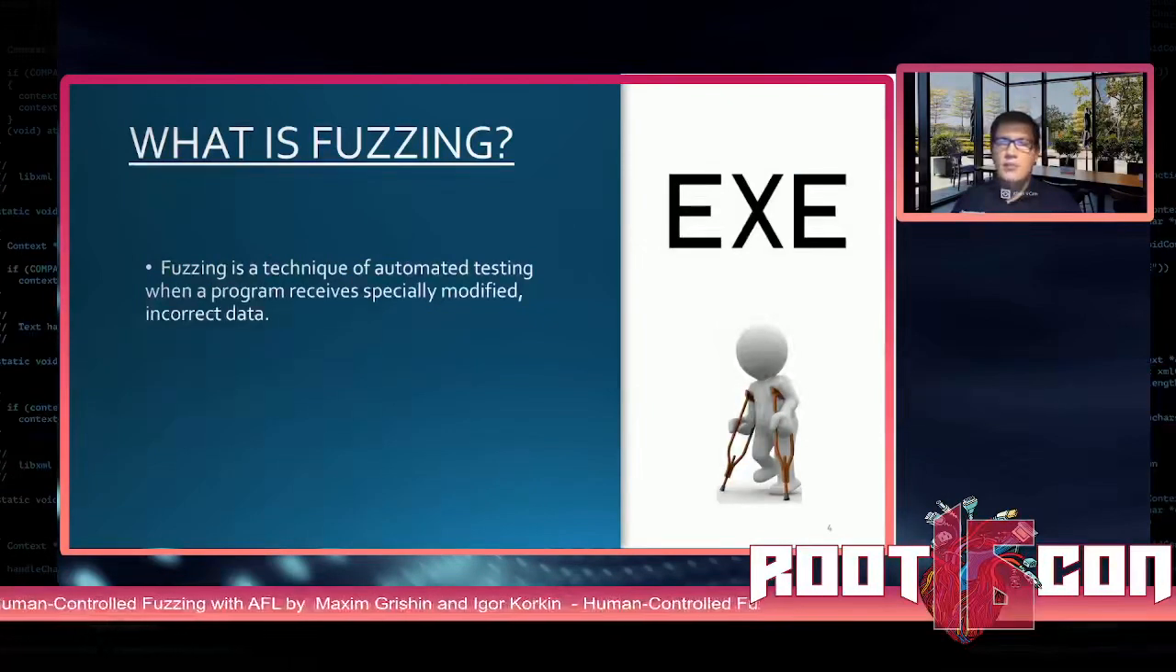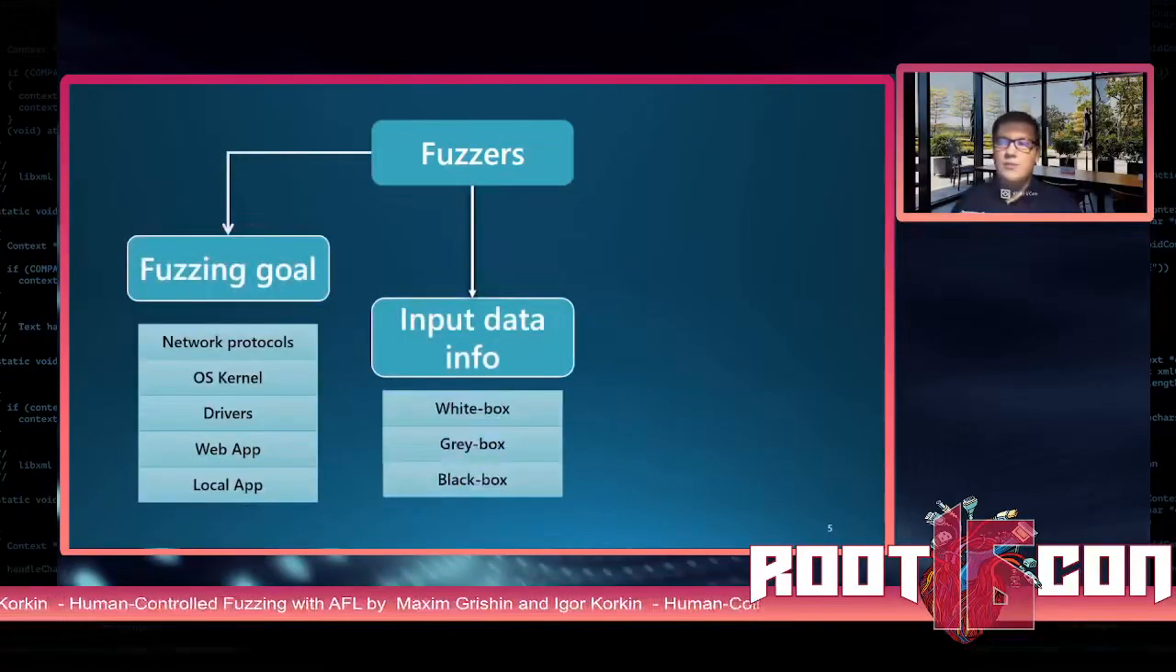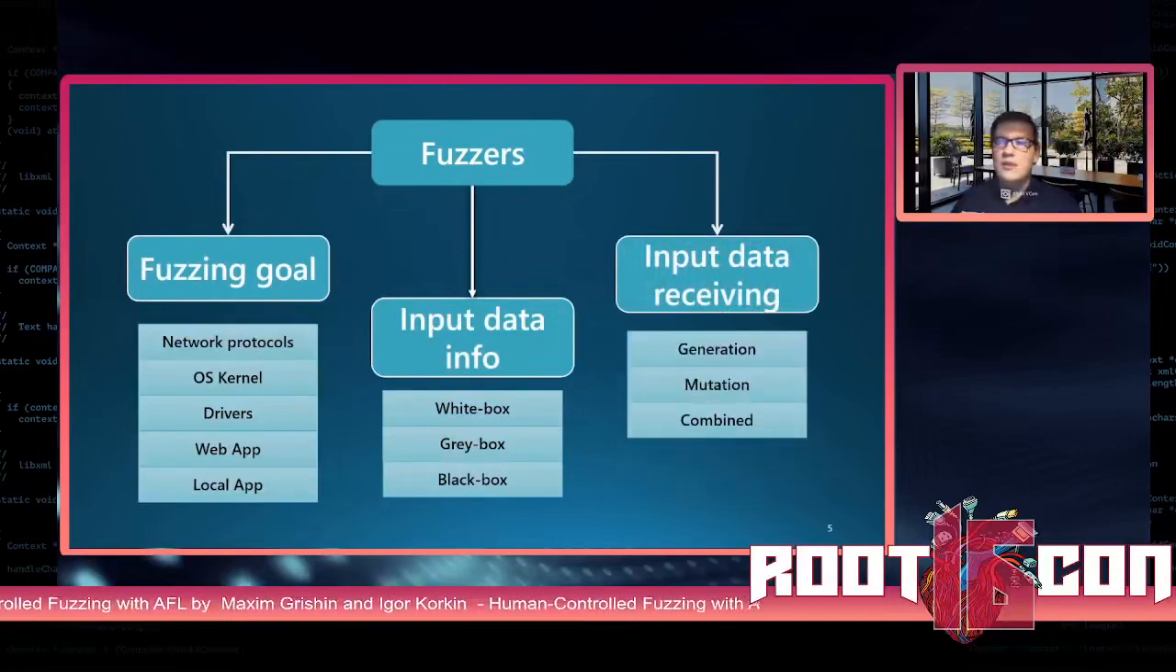Fuzzing is a popular method of program analysis. It's a technique of automated testing when a program receives specially modified and incorrect data which can lead to its emergency state or undefined behavior. Of course, with the help of fuzzing, it is possible to identify a large number of bugs and at least a large number of vulnerabilities. Programs that implement the fuzzing process are called fuzzers.